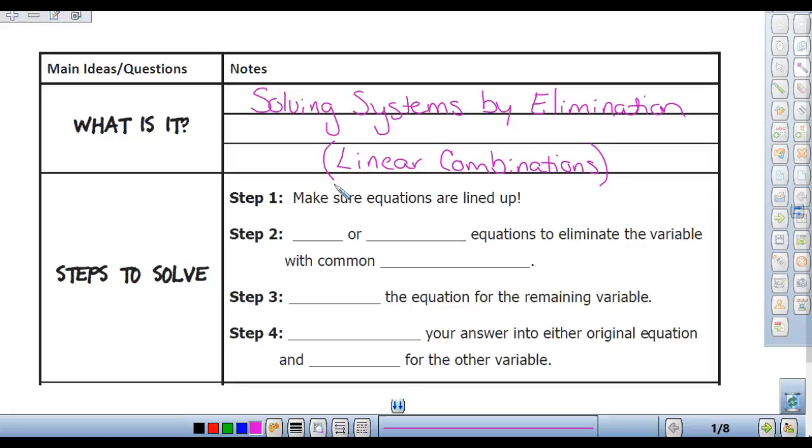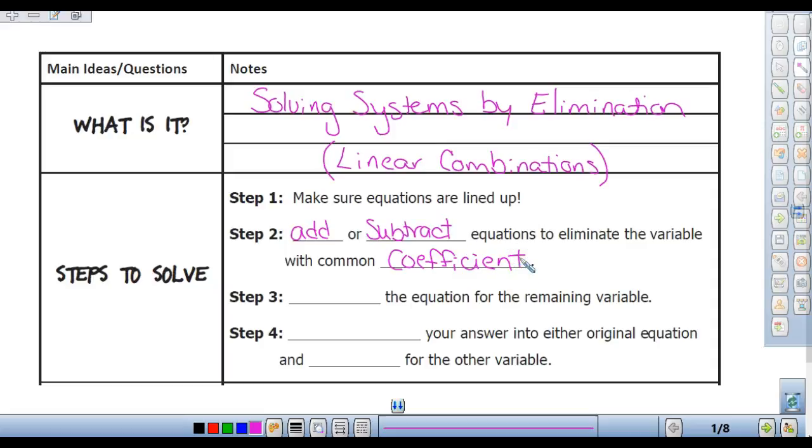Okay? So our steps to solving by elimination, okay, is the first thing we have to do is make sure our equations are lined up. Okay? Once they're lined up, we can either add or subtract our equations so that we eliminate the variable, okay, with the common coefficient.